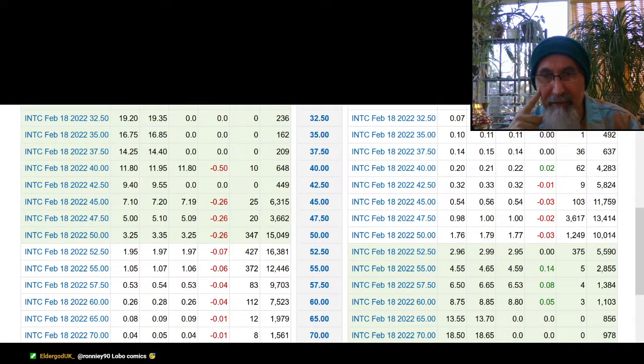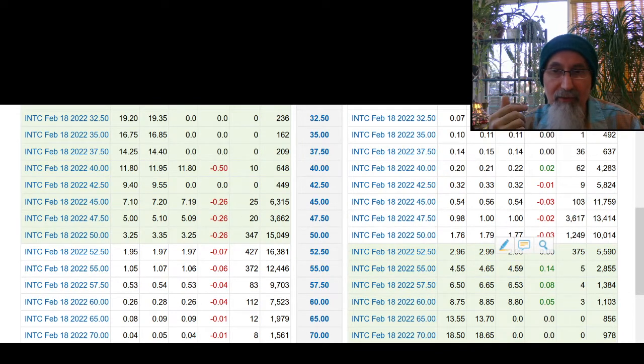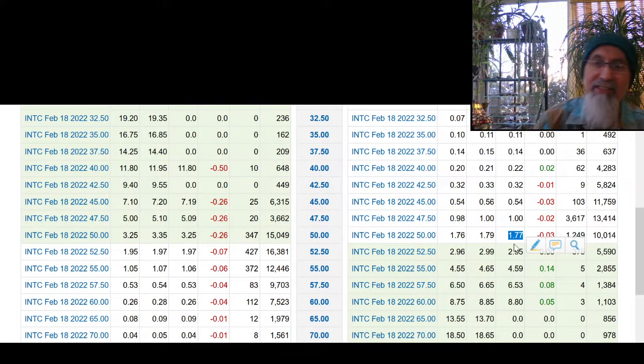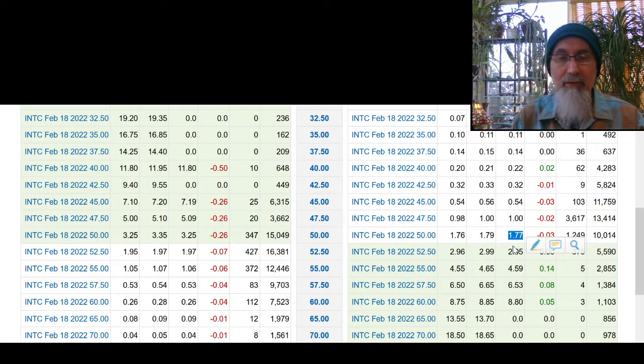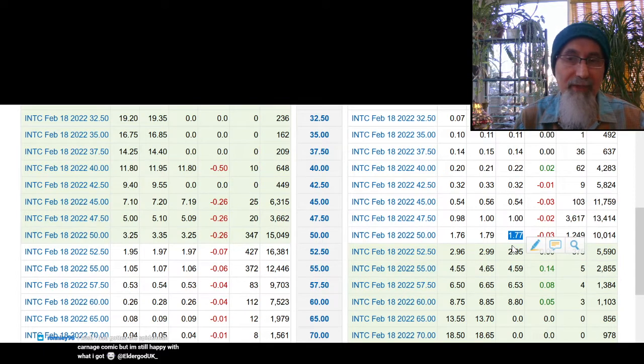So if you want to bet that this stock is going to go up, and you want to buy calls for it for the next 2 months, you're going to pay, let's say, what it last traded at, this is the last trade, $1.77, right? So right now $1.77 is what you pay if it's going to go down, to be able to control 100 shares of Intel on the way down, right? So you have to pay $1.77 to have the right to sell Intel at $50 a share.